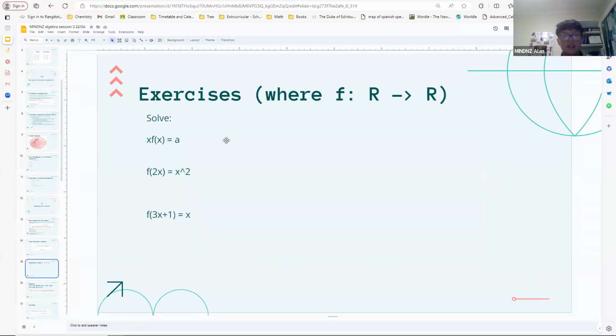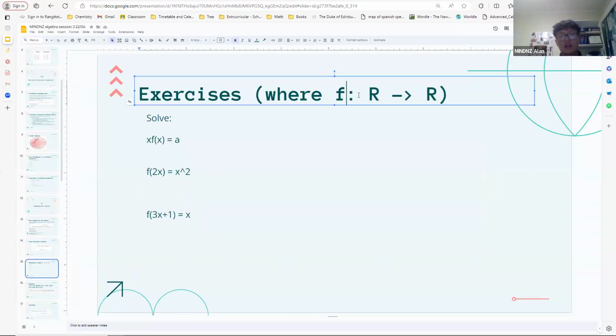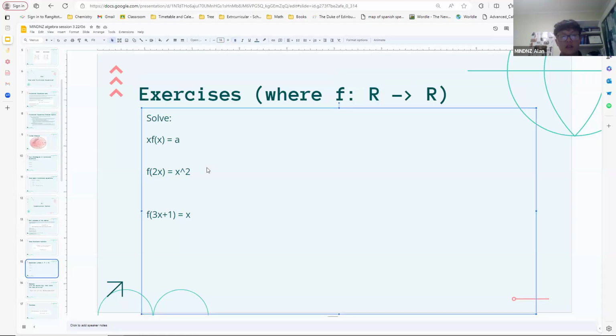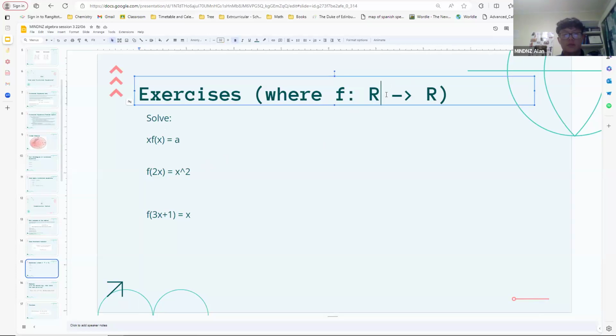So here are some exercises, and the range and domain are both the real numbers. I'll give you guys 30 seconds to do the first one. Oh wait, sorry, I have to make this one positive real numbers.